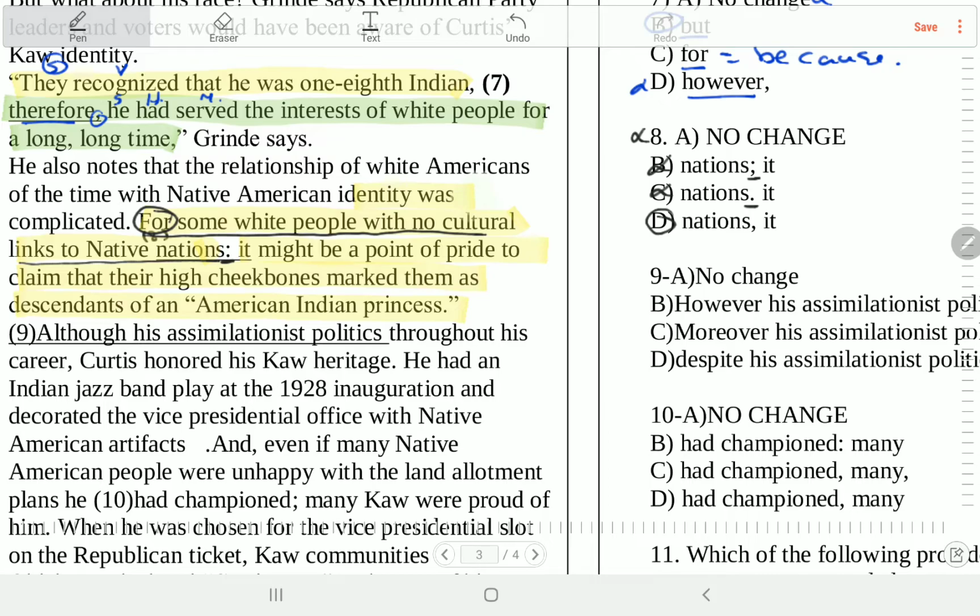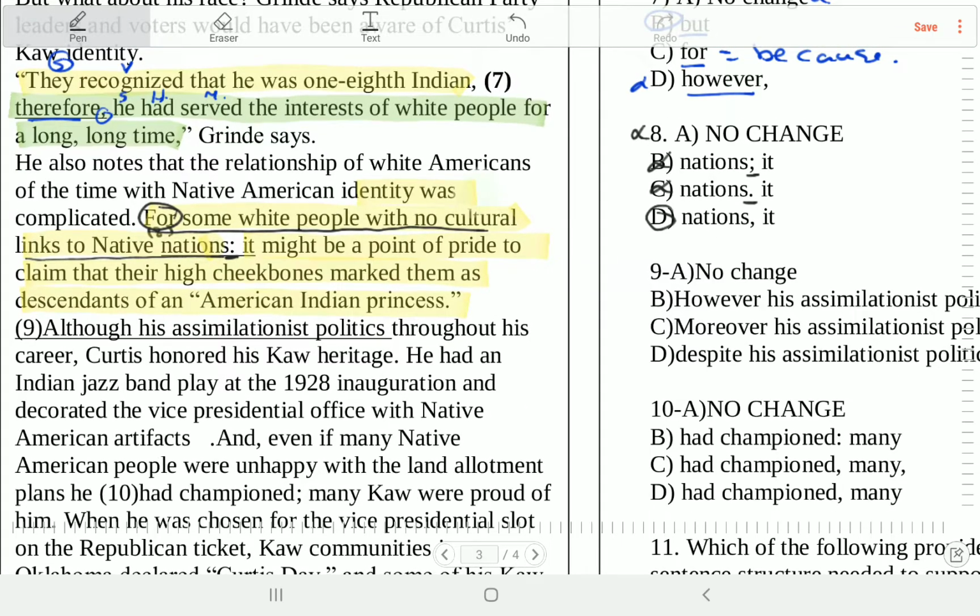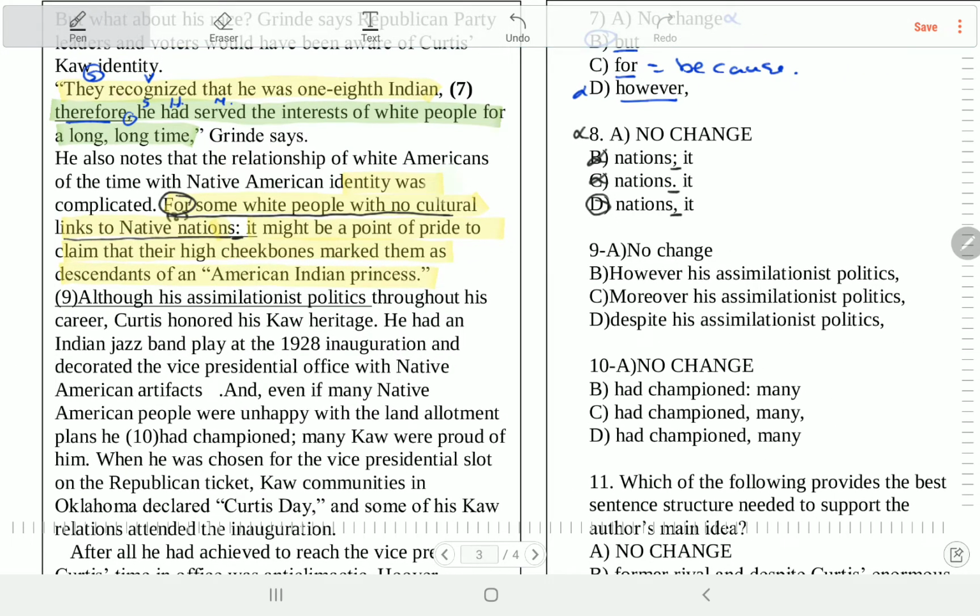We introduce your sentence. Like when you say 1990, comma, for some white people with no cultural links to native nation, comma, and then your idea. It might be blah blah blah blah. So you need that comma. Okay? 9. Okay. Although his assimilationist politics throughout his career, Curtis honored his co-heritage.